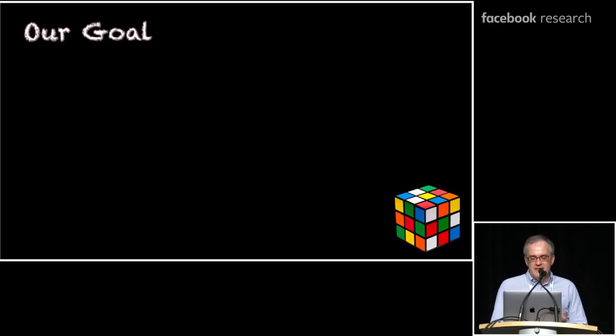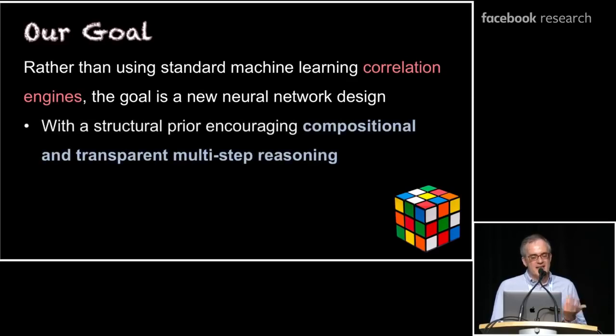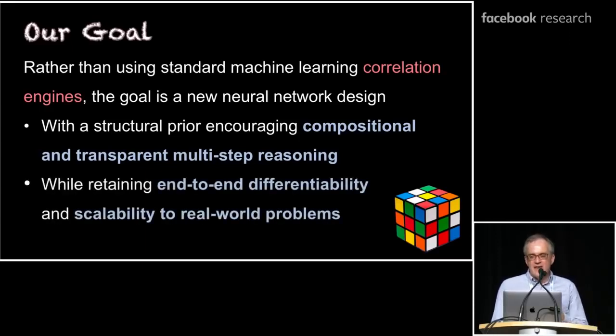Okay, so what is our goal in this work? Drew's and my goal is to say that, at the moment, the vast majority of machine learning is building these big correlation engines, where you're learning any kind of association between what's in the input data and the results that you want to assign. We'd like to have a different kind of neural network design where it explicitly has a structural prior that encourages compositional and transparent multi-step reasoning. But on the other hand, we'd like to avoid the issues with something like tree recursive neural networks and have a model that maintains end-to-end differentiability and is easily scalable to real-world problems.